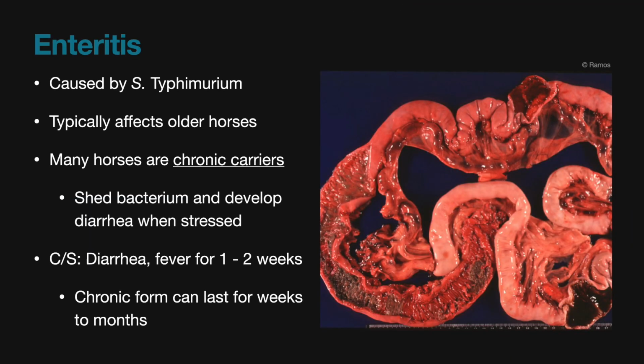Now that we understand the two presentations of Salmonella, we can look at how it varies between species. We will start with horses. Salmonella enteritis in horses is caused by Salmonella typhimurium and primarily affects older horses. Many horses are chronic carriers of Salmonella and shed the bacterium when they are stressed. They may also develop diarrhea during these stressful periods. Clinical signs of Salmonella enteritis include diarrhea and fever that lasts for around 1 to 2 weeks. Some horses develop chronic diarrhea that may last for weeks to months.